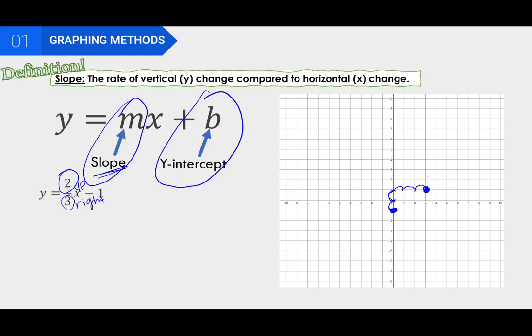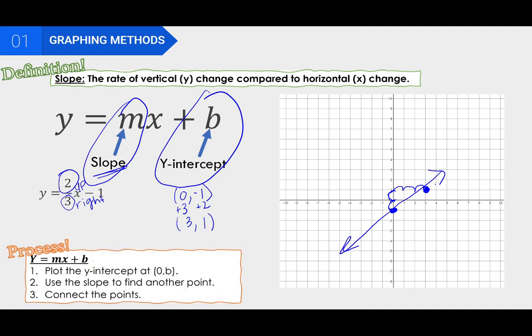If you think about it, we have (0, -1) as 1 point, and then the y value goes up 2, and the x value goes up, well, right 3. So (3, 1), which is the point we just found. Now we have 2 points. You only need 2 points to graph a line, so we're done. There it is. Here's our process for this one.